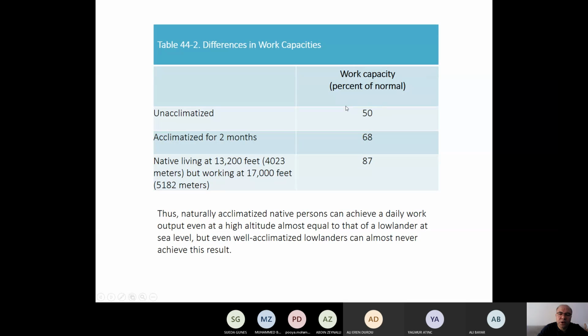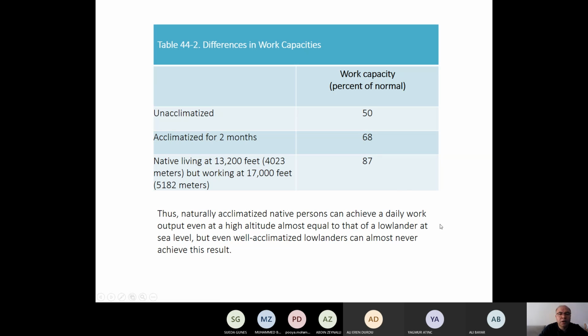Then working capacity goes down to 50%. When this person stays there for 2 months, it increases to 68%. But it is 87% in people living in high altitudes, okay? Thus, naturally acclimatized native persons can achieve a daily work output, even at high altitude, almost equal to that of a lowlander at sea level. But even well acclimatized lowlanders can almost never achieve this high 87%, although they increase it from 50 to 68%.